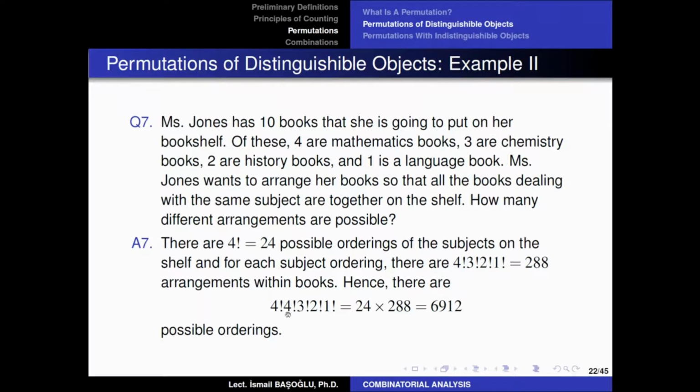4 factorial here is the number of outcomes of the second experiment, which is the number of permutations among mathematics books. 3 factorial for the number of permutations amongst chemistry books, and 2 factorial for the number of permutations amongst history books. I multiply these factorial functions with each other by the generalized principle of counting, and that makes 6,912. So Miss Jones can arrange these books on the shelf in 6,912 possible orderings under the restriction that the same subject of books are next to each other.